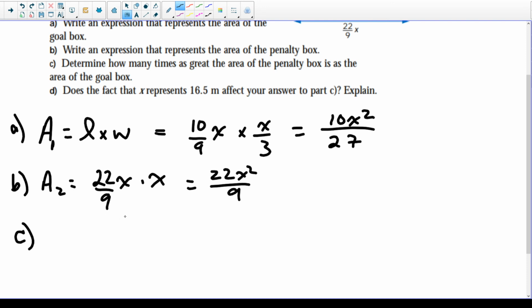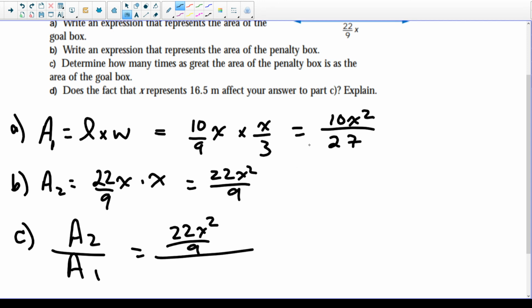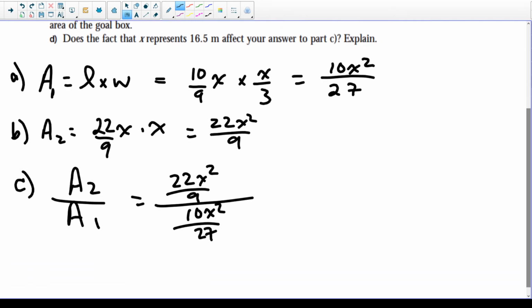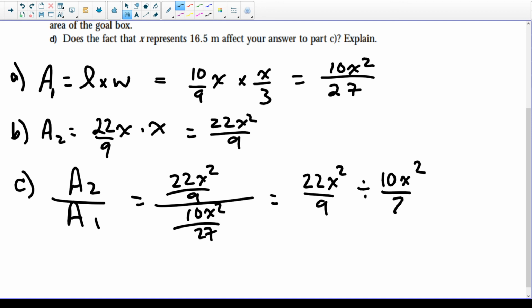You're going to take the bigger area, which is area 2, and you're going to divide it by area 1, which is why I wanted to write the subscripts of 2 and 1, so we can keep those 2 areas separate, okay? So the area of 2 is 22x squared divided by 9, and the area of 1 is 10x squared divided by 27. Now, even though I wrote this as a fraction, I would strongly recommend that you write it like this. And the simple reason is to remind you that you have to flip and multiply.